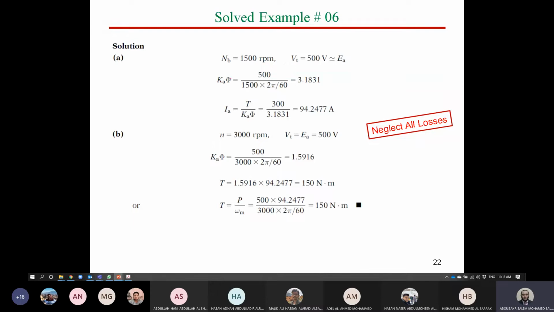So at the no load condition, the value of KFI can be equal to 500 volt, which is the EMF, over the speed multiplied by 2 pi over 60 to convert RPM to radian per second. So this is now the motor constant, and the units here are volt second per radian. And sorry, the pen is not working.